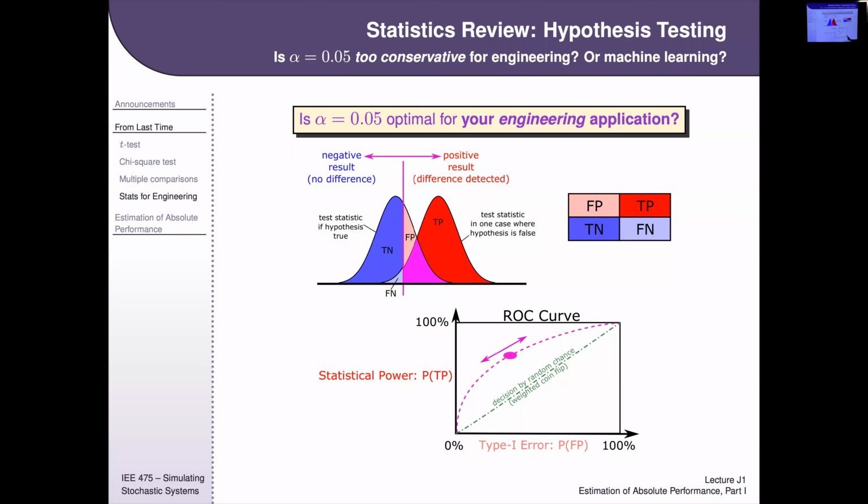As your alpha gets higher, your power gets higher. If your alpha gets lower, your power gets lower. All right. Questions on that?